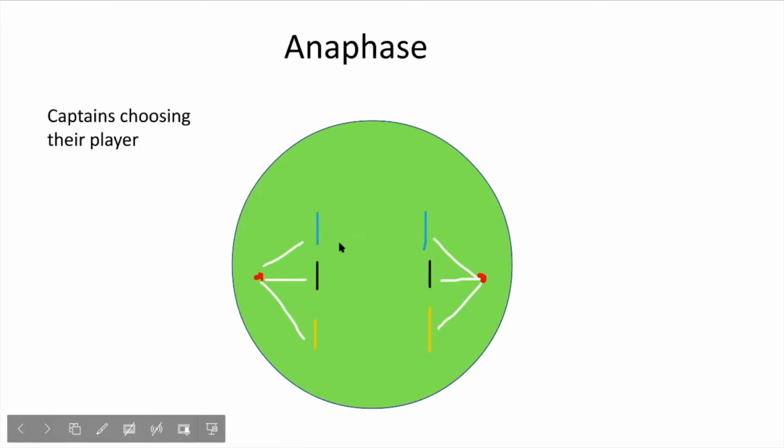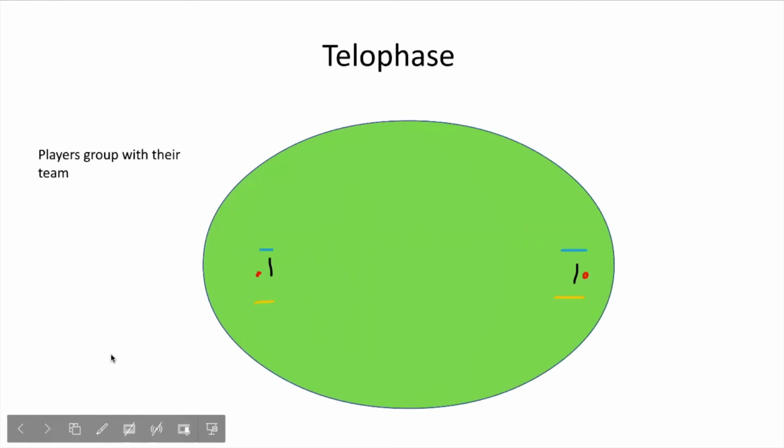In anaphase, each of these chromosomes are being pulled by the centromeres, and you can say that this is pretty much like captains choosing their players. In telophase, you can see how there's groupings, and you can say how it's like players group into their teams.